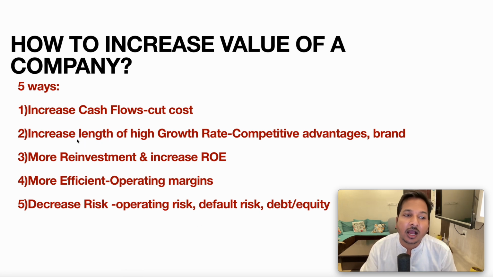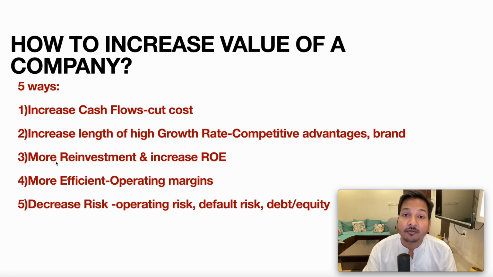Second thing is whether a company is increasing its length of high growth rate. Maintaining a high growth rate is very difficult. So if a company can increase its length of high growth rate, that is a very good sign. How can you judge that? Whether the company has a competitive advantage or some brand name, like McDonald's. These types of brand names actually have a moat and competitive advantage, so they will maintain their growth rate for a very long period of time. Whether your company has any product or service that is a competitive advantage relative to other companies.